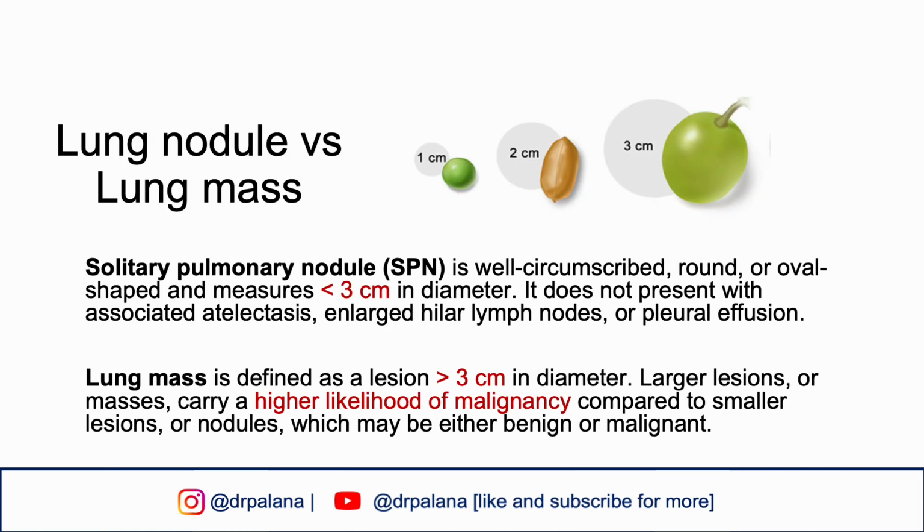Given the increasing frequency of CT scan orders, especially in the ER, there has been a rise in detection of lung nodules and lung masses. It is imperative for healthcare providers such as yourself to establish a comprehensive management plan for any incidental findings on imaging studies. To differentiate, a lung nodule, often known as a coin lesion, is a solitary pulmonary nodule that is well circumscribed, round or oval shaped, and measures less than 3 centimeters in diameter. It does not present with associated atelectasis, enlarged hilar lymph nodes, or pleural effusion.